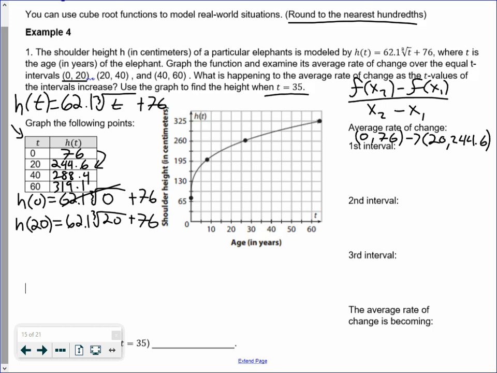So f of x2, that's going to be the y value or the f of x value of the second point, 244.6, minus f of x1, or the f of x value or the y value of the first point, which is 76. And all of that will be all over x2, which is the x value of the second point, or 20, minus x1, which is the x value of the first point, which is 0.